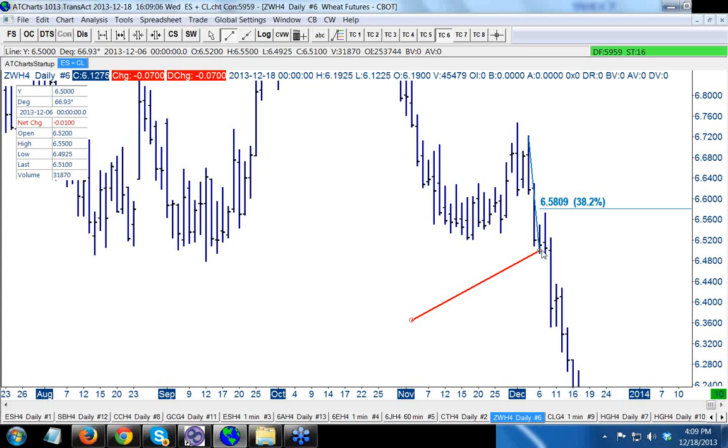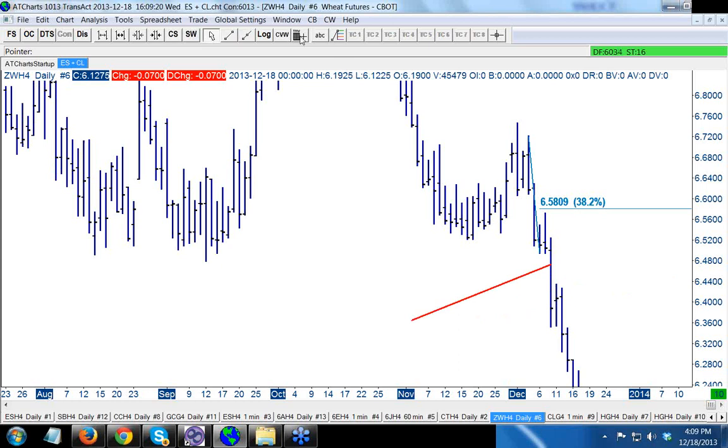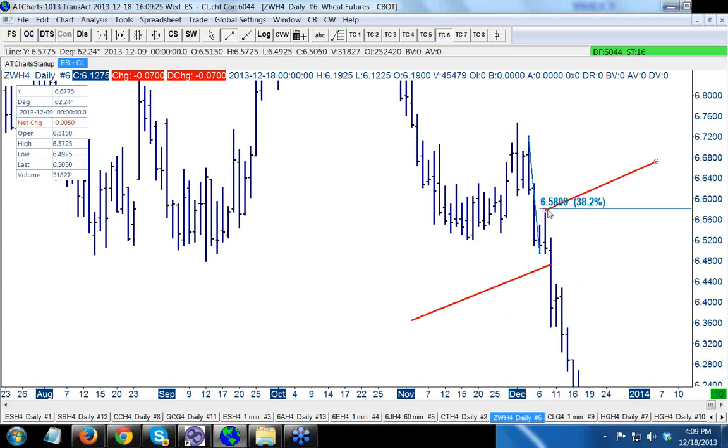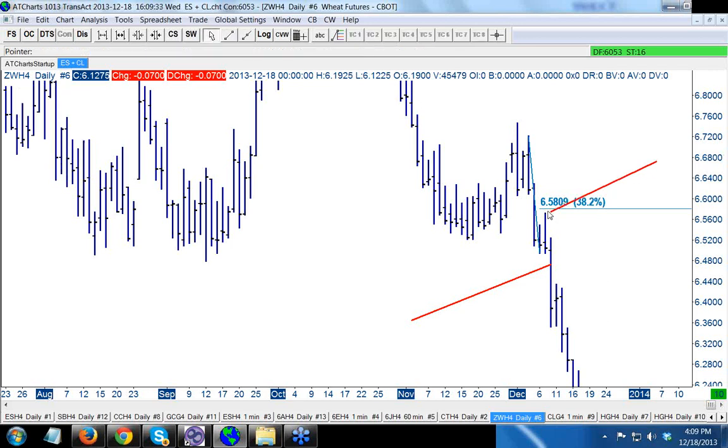$6.94. So you want to sell it on a stop at $6.94 even right here. Now let's say you took some heat, some slippage, and you got it at 648. 4 ticks of heat. Okay, now your stop would be above here. 657.5. So that's less than 10 cents.